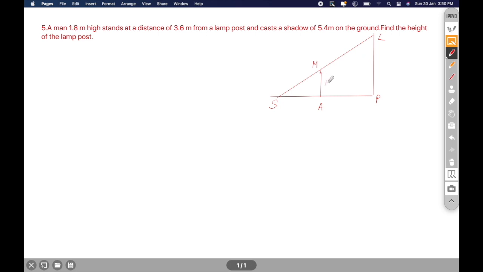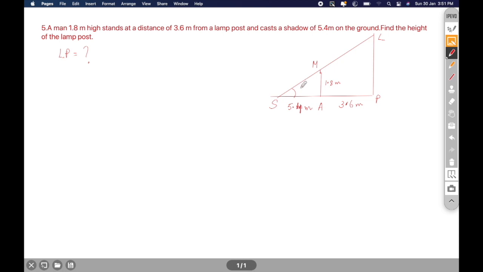So the height of the man is 1.8 meter. The lamppost is at a distance of 3.6 meter from the man, and the shadow is of 5.4 meter length. Find the height of the lamppost. So we have to find LP.